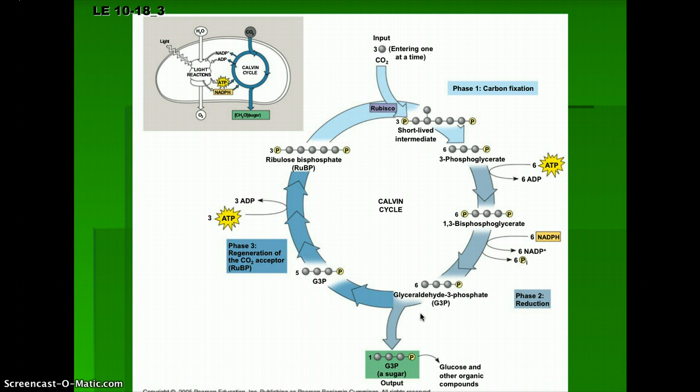Now, after the second turn, so this occurs twice, after 2 turns of the Calvin cycle taking place in the stroma, you now have enough carbons to go on and make glucose and other organic compounds.